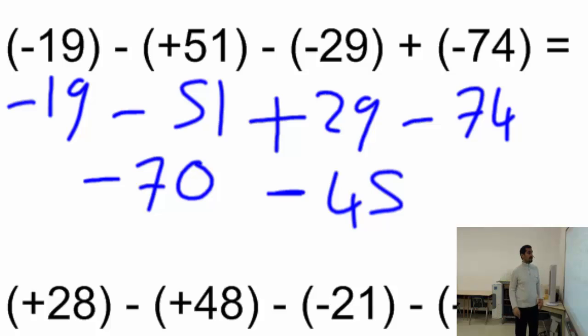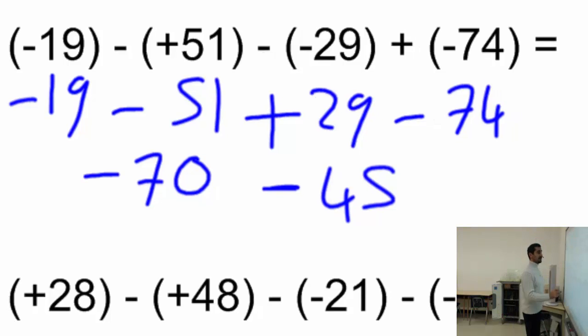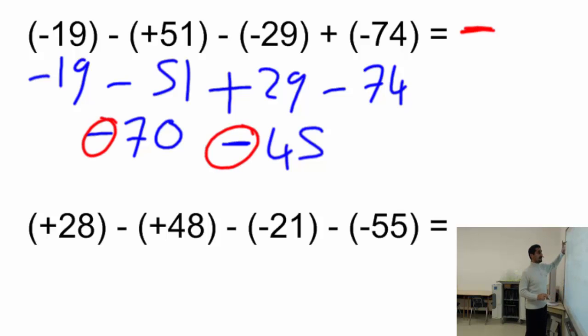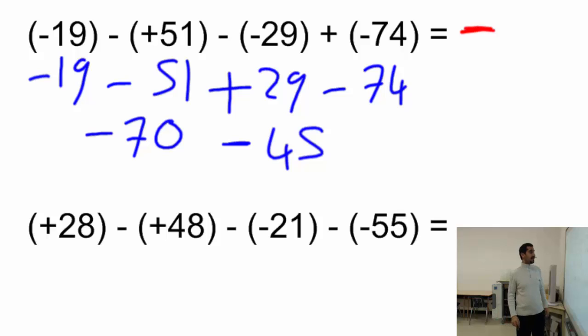And then the last, look at the big number, 70. Let's change the color here. So you're going to have a negative sign at the end, and the signs are the same, negative, negative. Although they are negative, I'm going to add both of them and come up with 115.